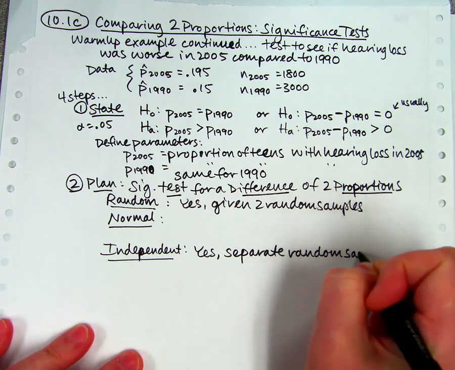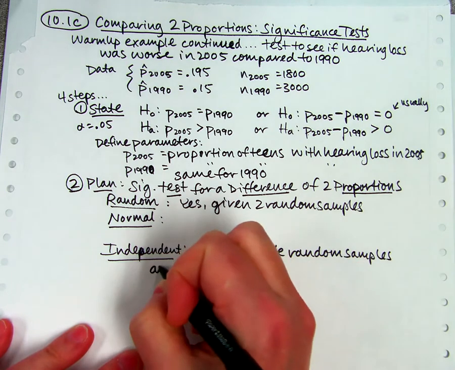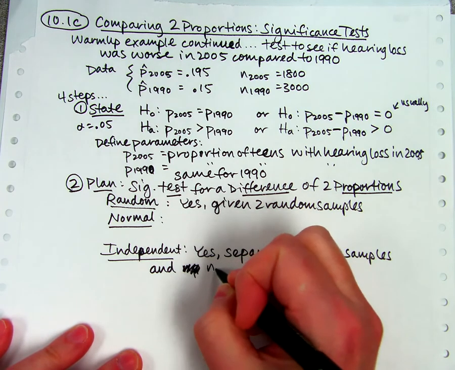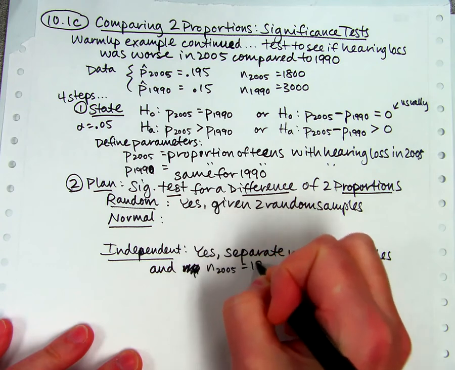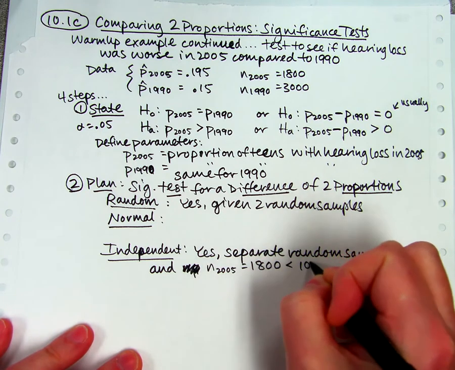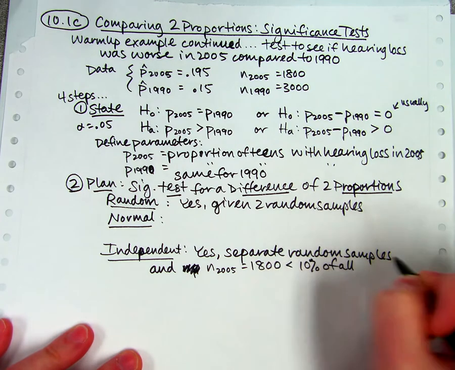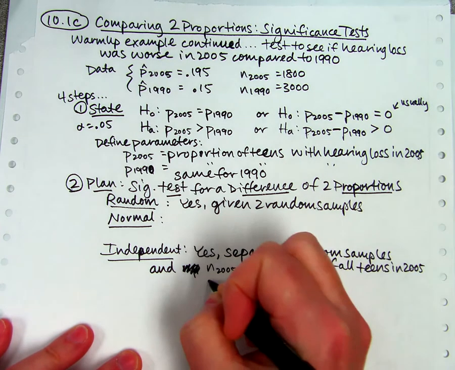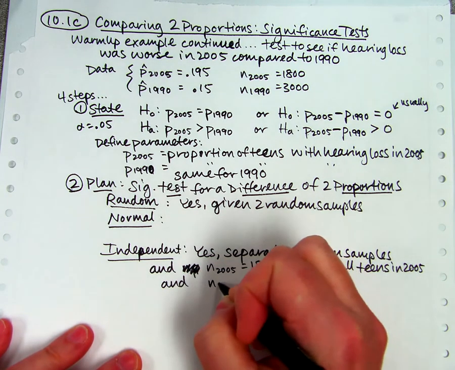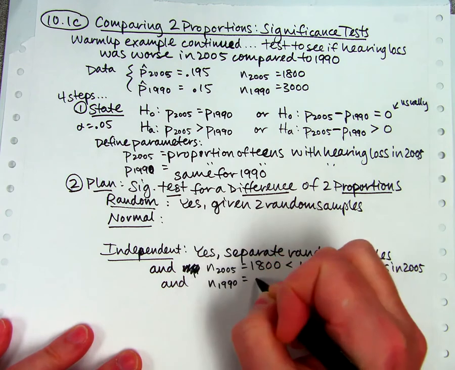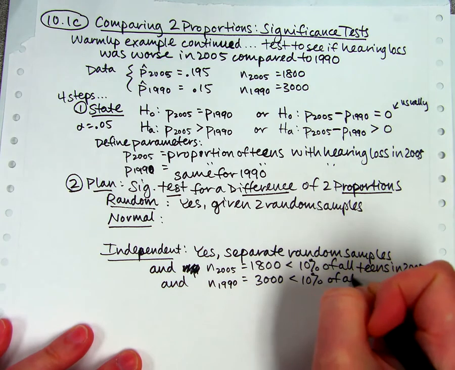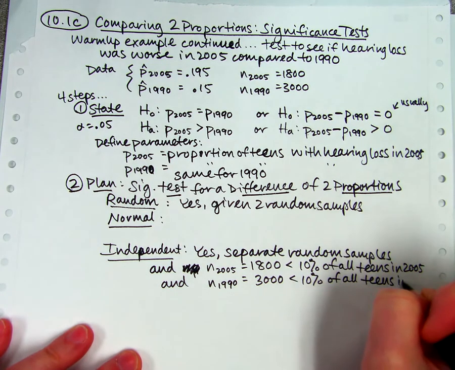Or in other words, the samples are independent of each other, and np and nq and all of that. Actually, we wouldn't need np for independent. We would need n for 2005 is 1,800, and that's less than 10% of all the teens in 2005. And n, I'm going to put another and because it's important, for 1990 is 3,000, and that's less than 10% of all teens in 1990.